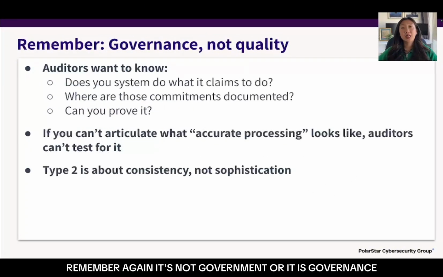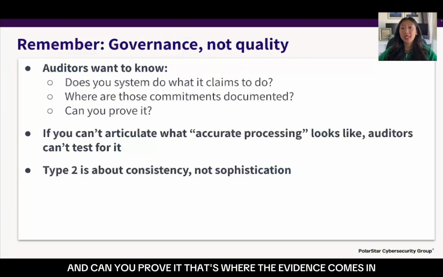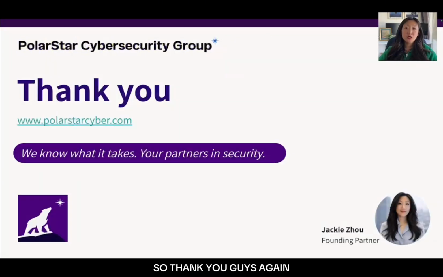Remember, again, it's not governance, and it's not quality. Auditors just want to know, does your system do what it claims to do? Were those commitments documented? And can you prove it? That's where the evidence comes in. And if you can't articulate what accurate processing looks like, then auditors can't test for it, right? So we're testing for accurate processing. We're not testing for good processing. Type 2 is all about consistency, and it has nothing to do with sophistication. So just remember that.